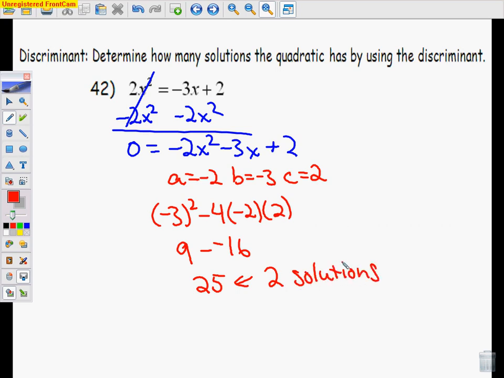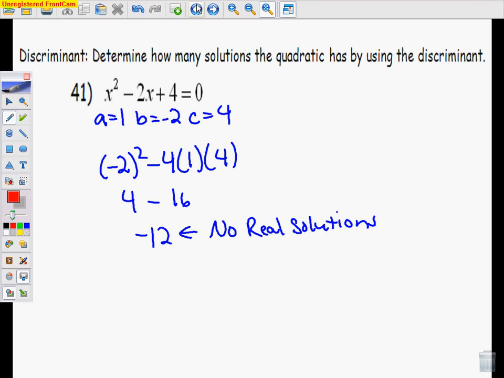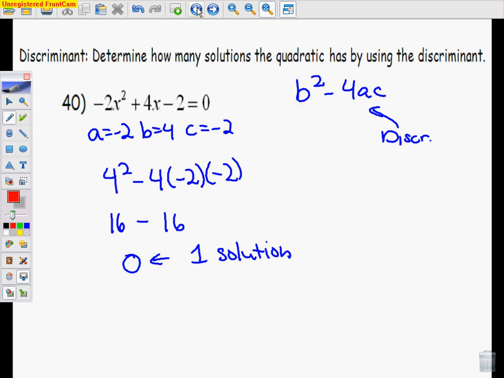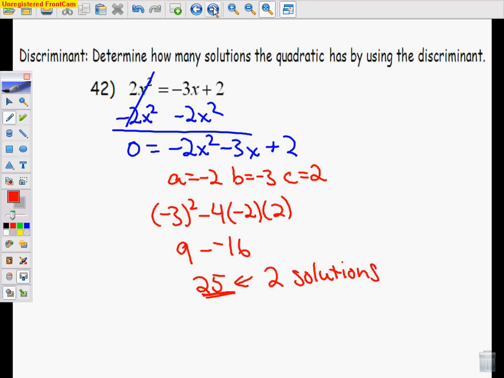Once again, recap over the discriminant topic. When the discriminant is positive, there's two solutions. When the discriminant is negative, there are no real solutions. And when the discriminant is 0, there's one solution. Those are the three cases that you could have with the discriminant: positive, negative, and 0.